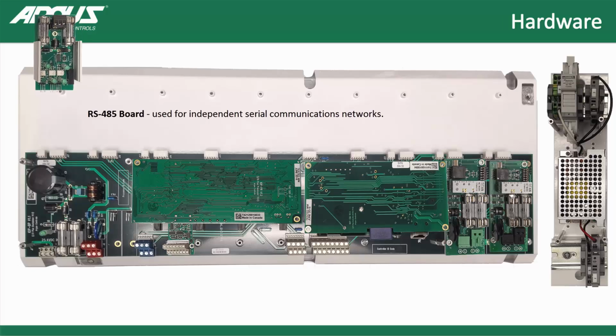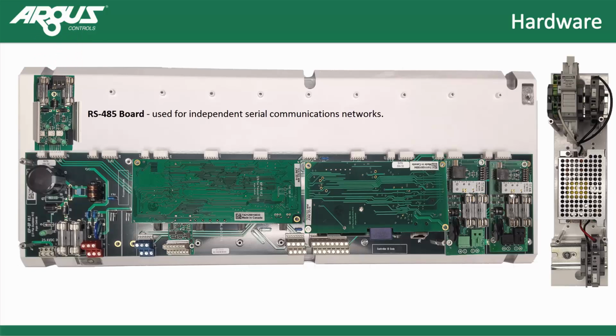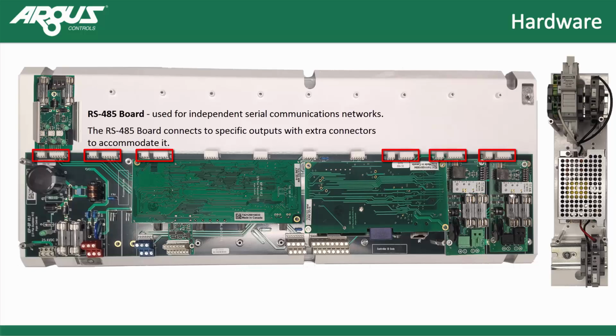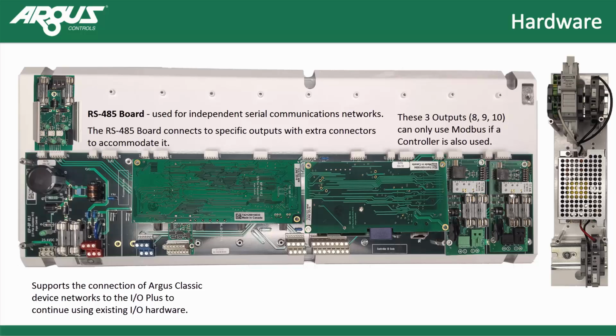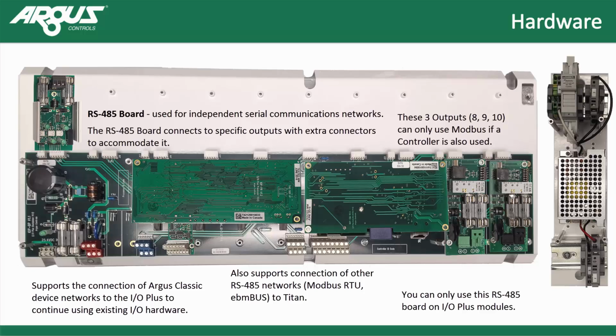The RS-485 board is used for independent serial communications networks. The RS-485 board connects to specific outputs with extra connectors to accommodate it. These 3 outputs can only use Modbus if a controller is also used. This board supports the connection of Argus Classic device networks to the Argus Titan I/O Plus, enabling the continued use of existing I/O hardware. It also supports the connection of other RS-485 based networks such as Modbus RTU and EBM Bus to the Titan system. It's important to note that this output card can only be used on I/O Plus modules.